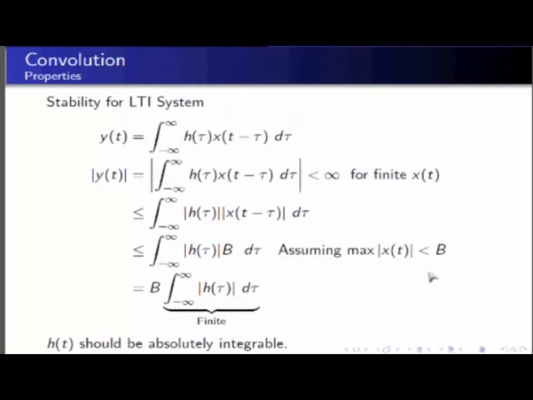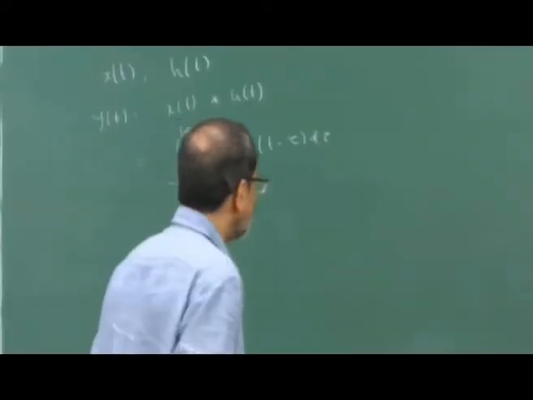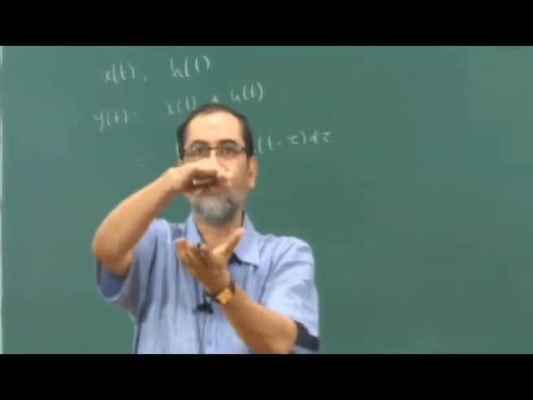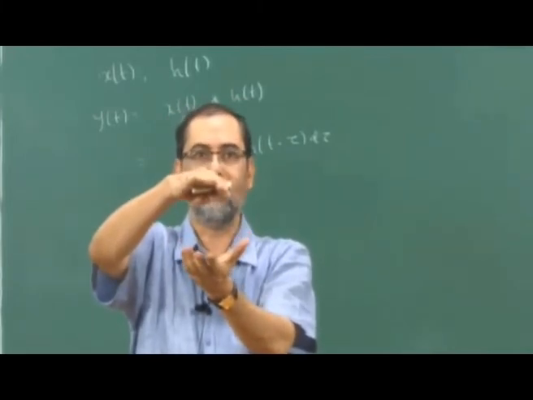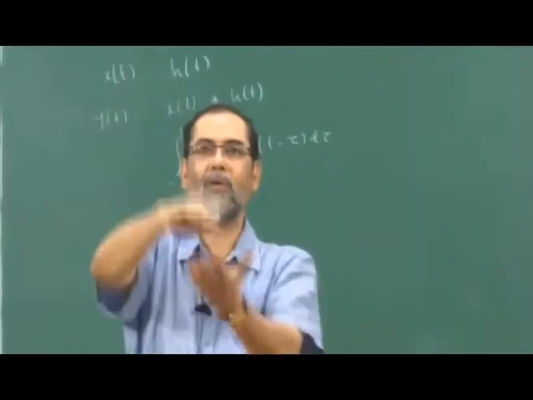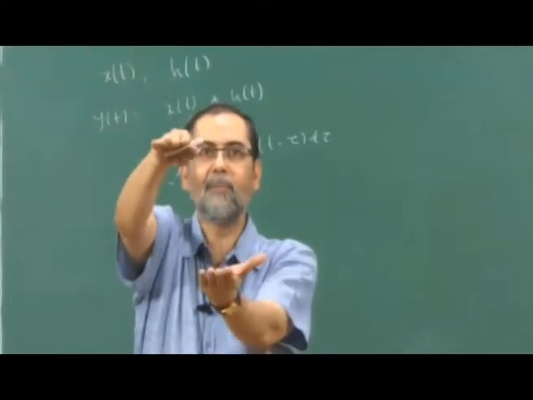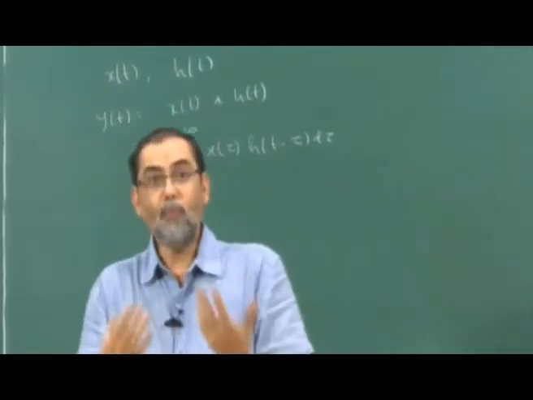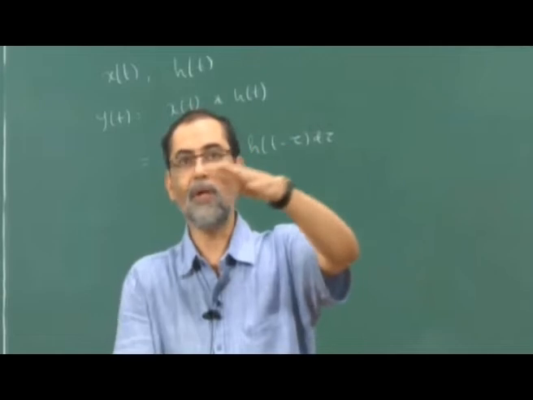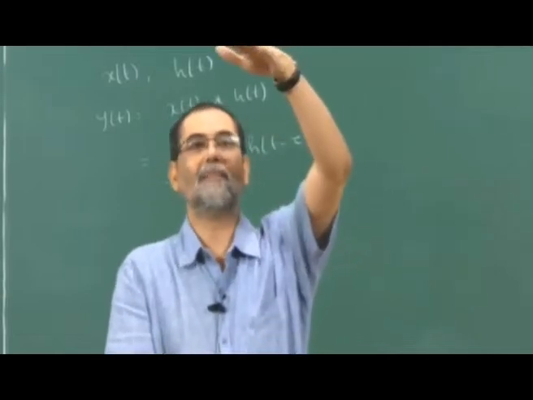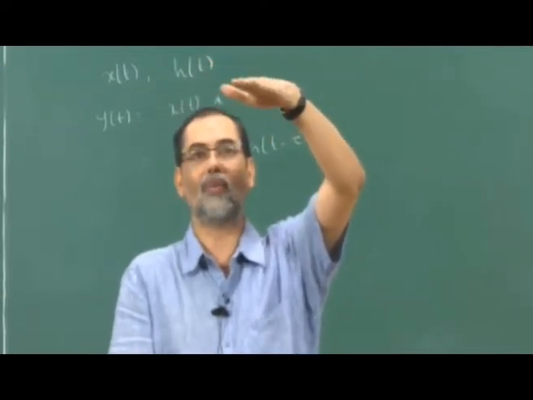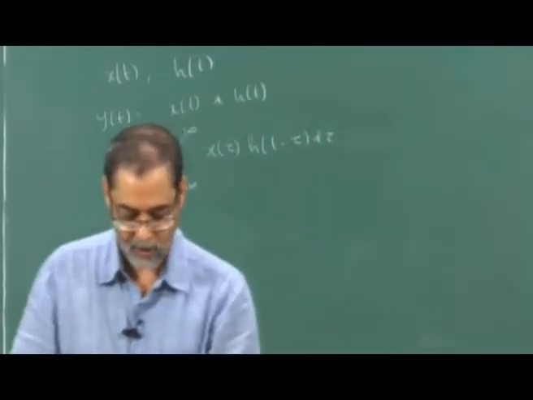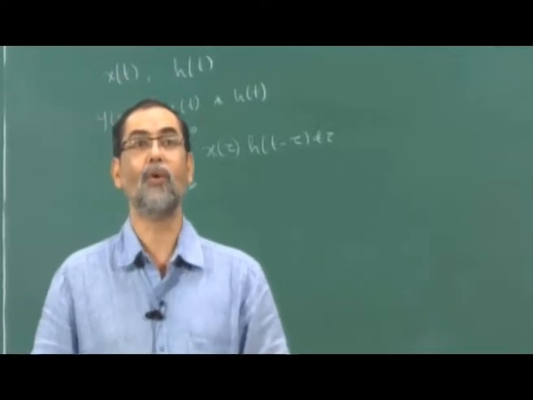So let me recall what is stability. Stability means if the input is bounded between a certain maximum and a minimum, that is, the input is not an arbitrarily large value, if it is going to be between minus b and plus b, where b is some value, the output should also be bounded, maybe not to the same value b but some value. So the maximum absolute value of the output should not explode. That is the idea of stability. This is also what is called bounded input, bounded output stability.